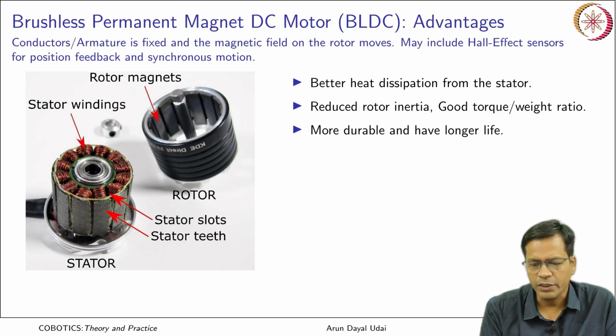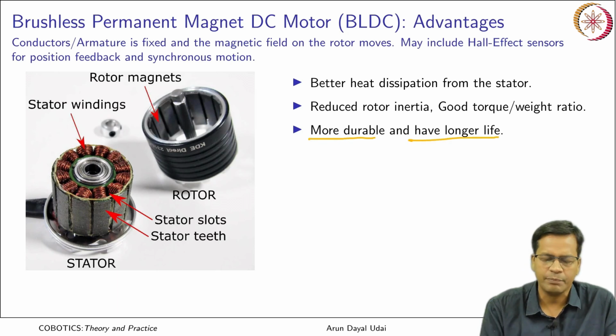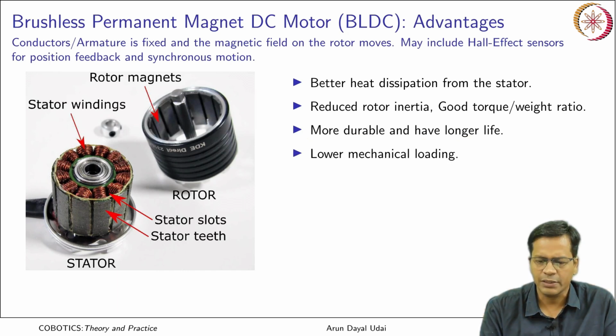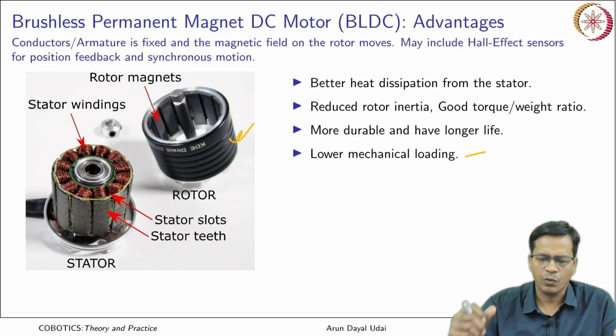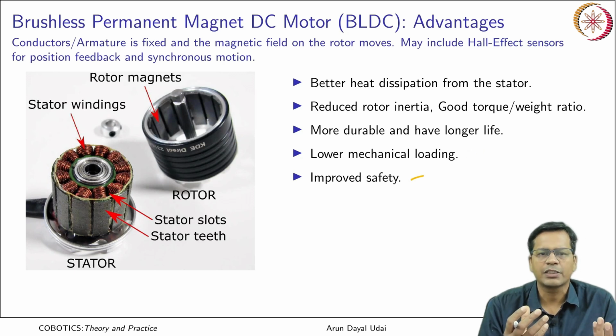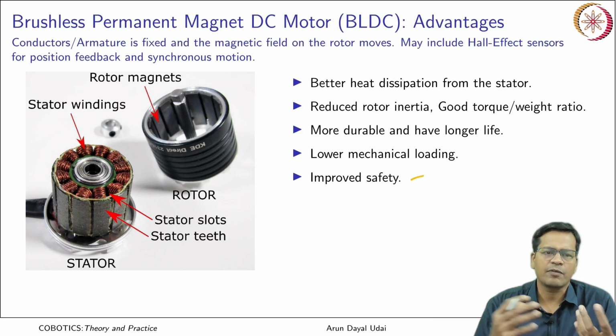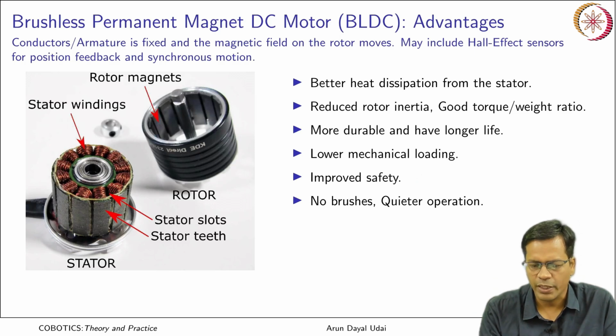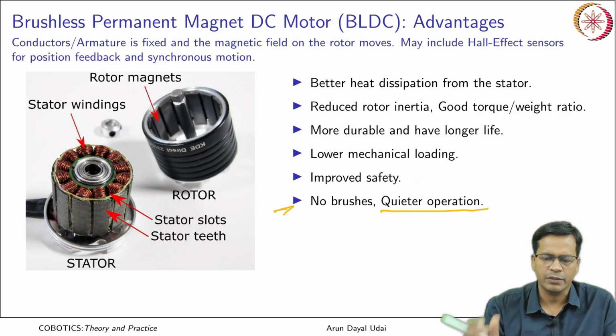It is more durable and has a longer life because there is no make and break circuit. So, there is no arcing and there are no carbon brushes which get worn out, so low maintenance is required. It has lower mechanical loading because of the low mass of the rotor. It has improved safety because there is no make and break circuit, so there are no electrical sparks. They are very safe for inflammable environments, like a robot doing some painting operation. There are no brushes, so it is also very quiet, there is no noise.